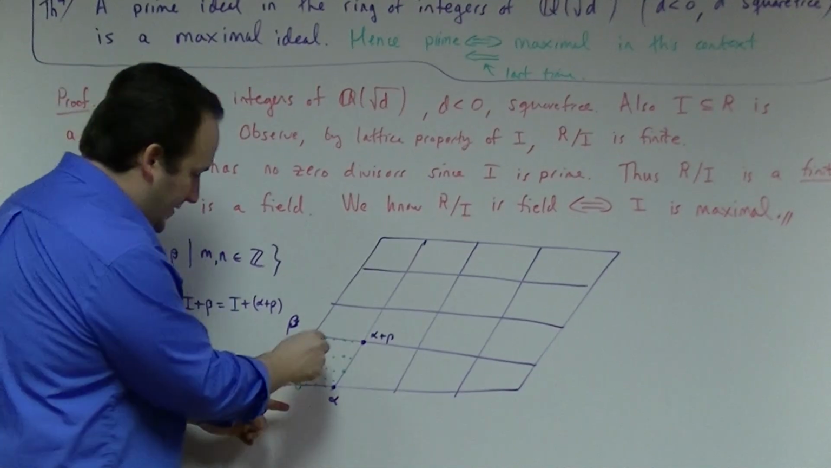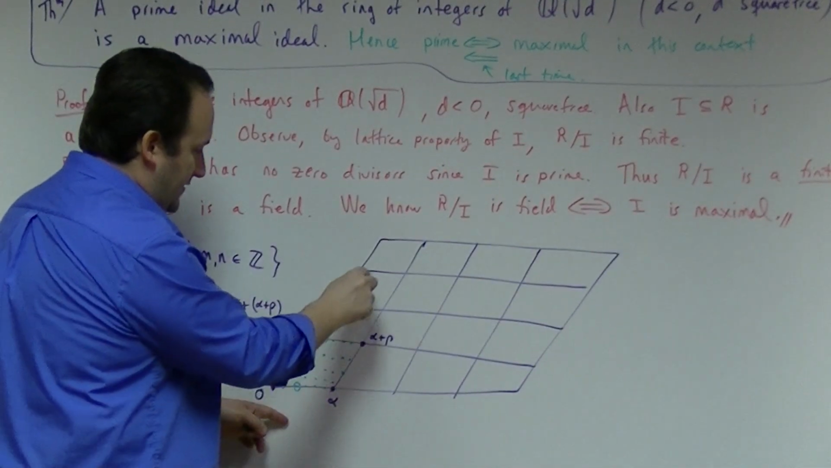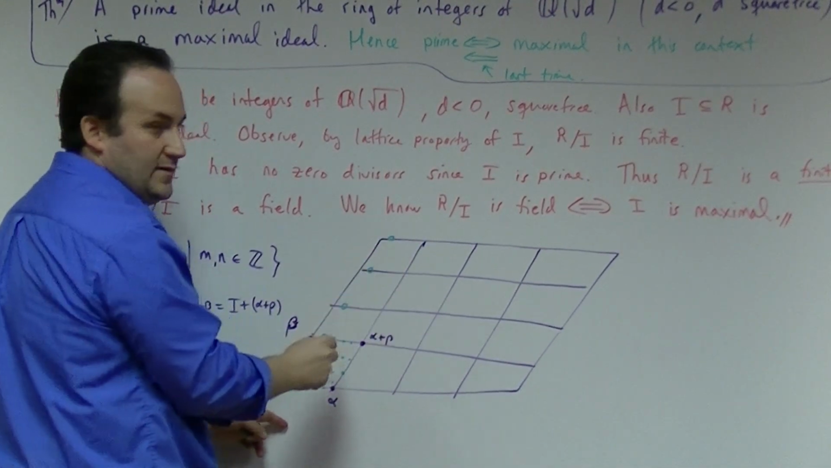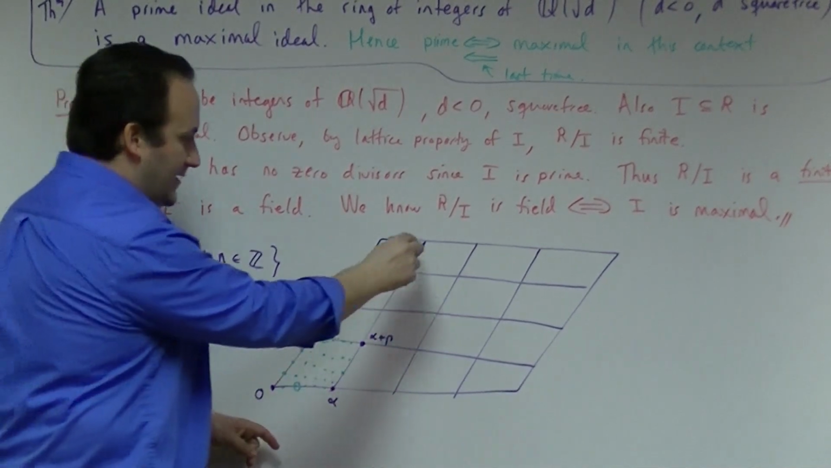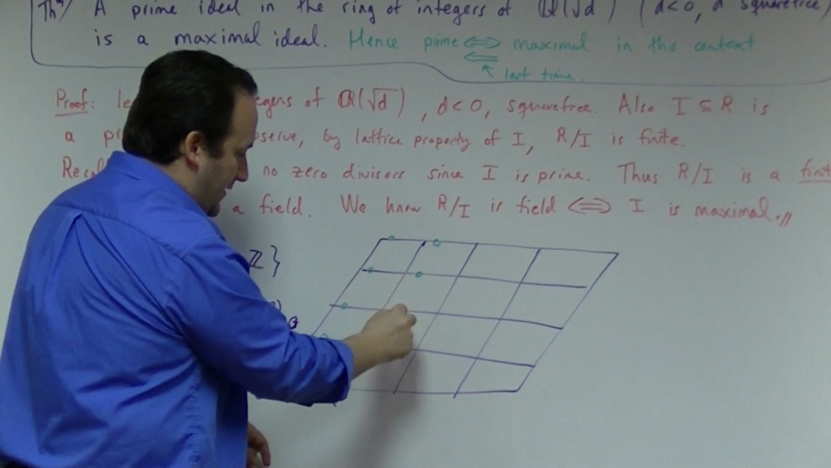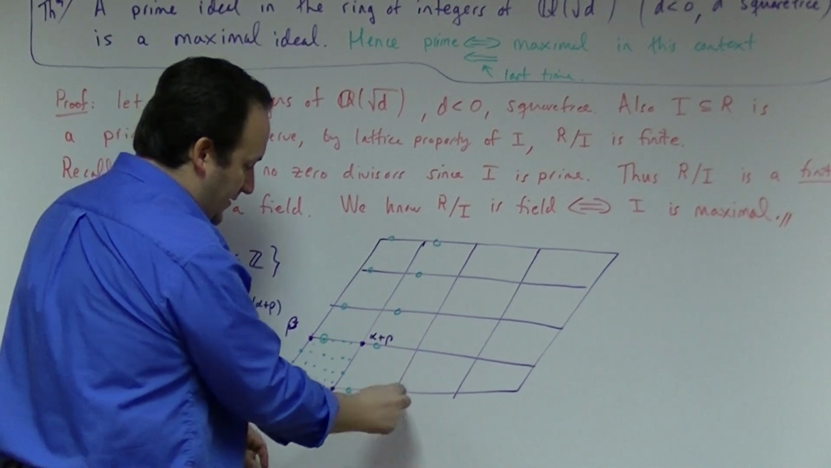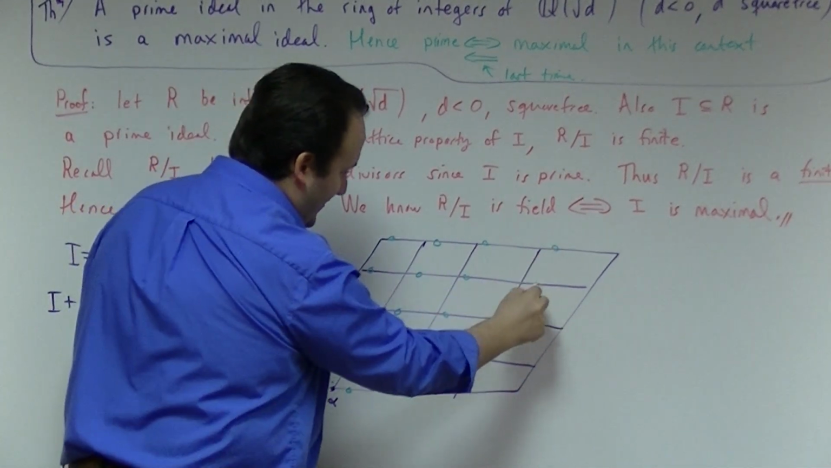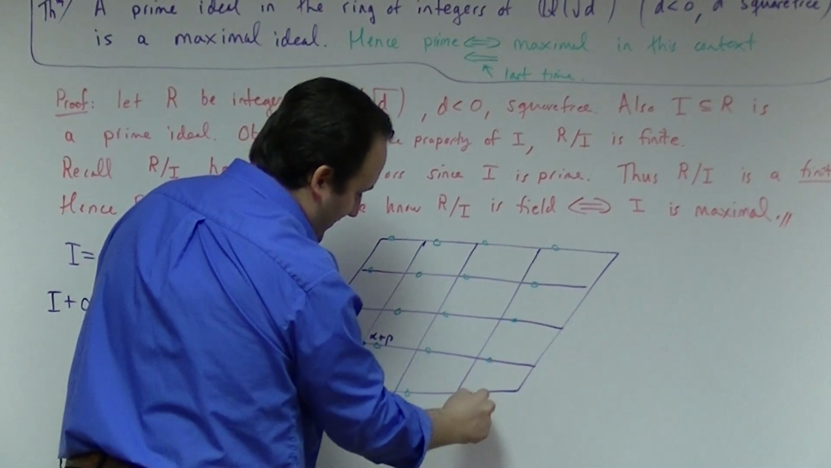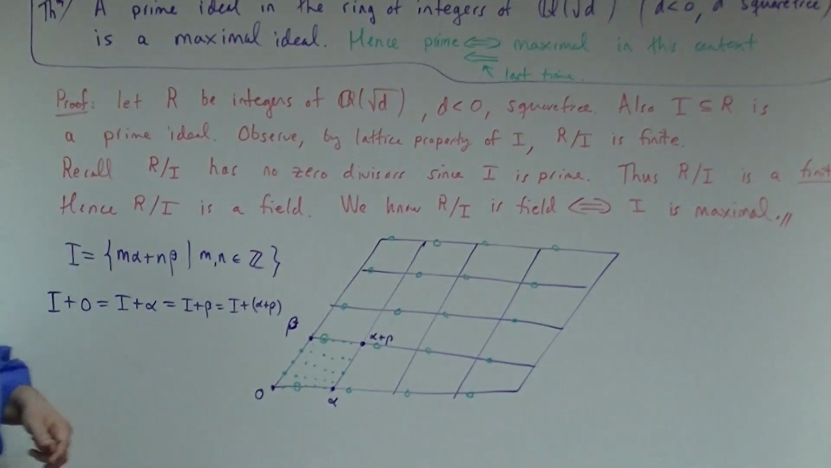That is the same as this point, is the same as this point, is the same as this point, is the same as this point. And because you can add an element of I, namely alpha, it's the same as this point, and this point, and this point, and so on. And this continues, and on and so forth, forever and ever.